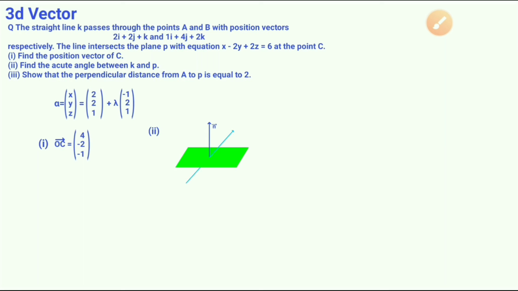Part 2, find the acute angle between K and P. So this is the plane and this is the line. There's an intersection. You can see here the normal and the direction vector of the line. We will use the dot product to find the angle.